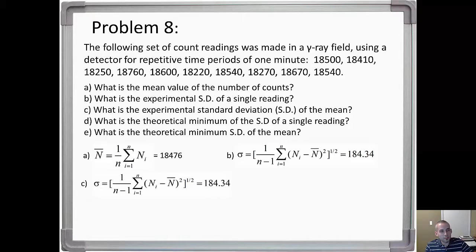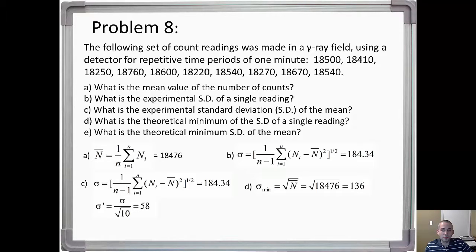Okay, part C. What is the experimental standard deviation of the mean? First I need my standard deviation. And then, using that formula from before, I take the experimental standard deviation divided by the square root of how many measurements, which was 10. Our value is 58.